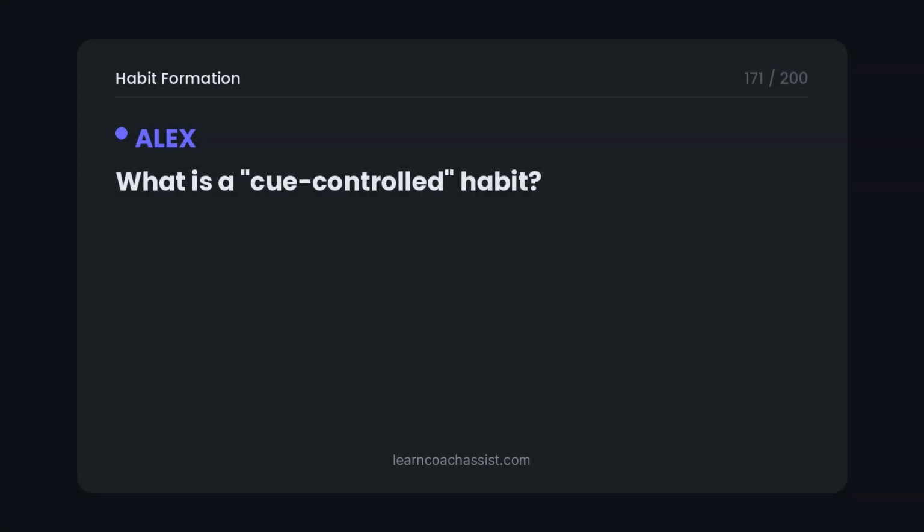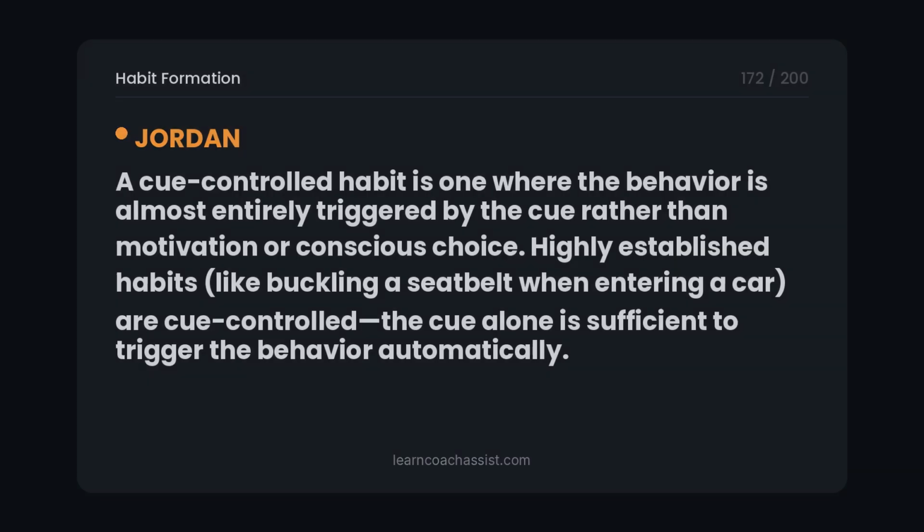What is a cue-controlled habit? A cue-controlled habit is one where the behavior is almost entirely triggered by the cue rather than motivation or conscious choice. Highly established habits, like buckling a seatbelt when entering a car, are cue-controlled. The cue alone is sufficient to trigger the behavior automatically.